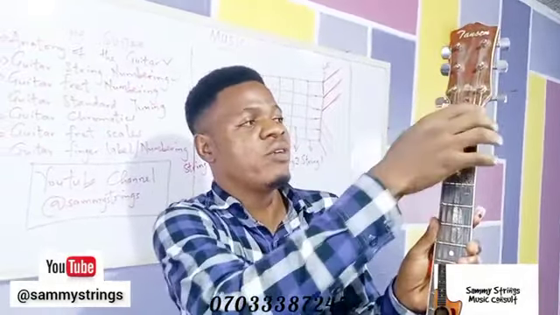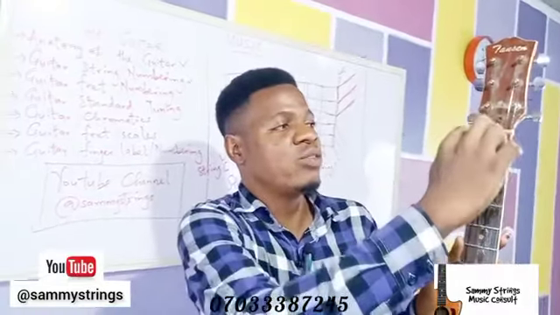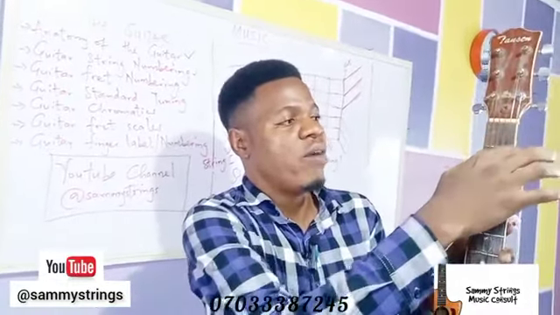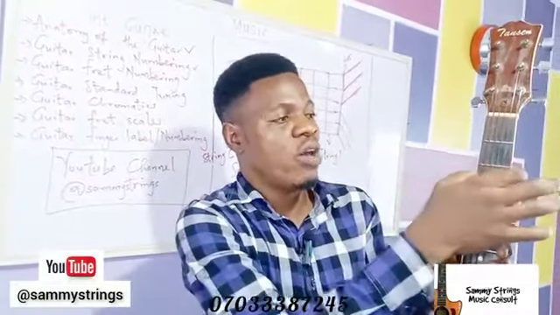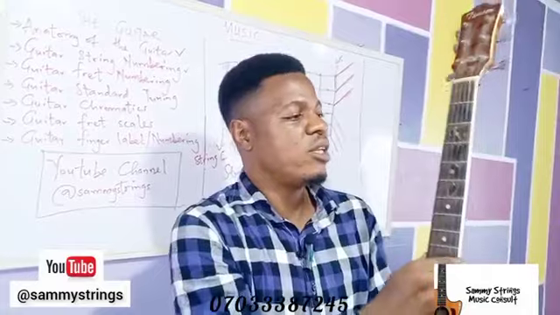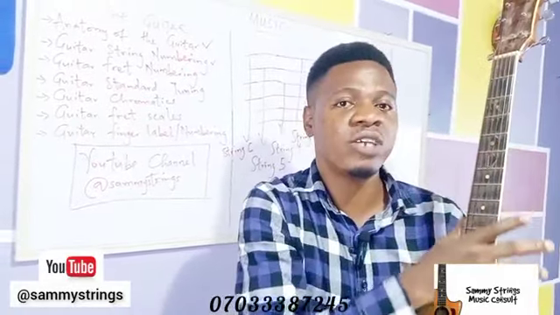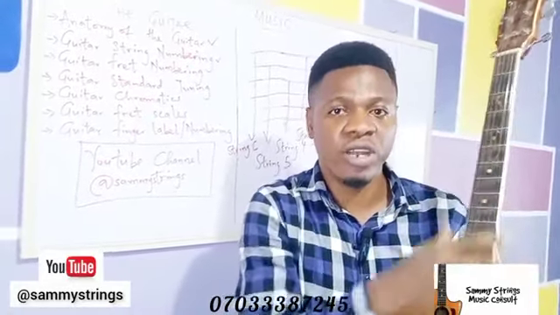So if you want to give this a name, you have this part to be fret 1, then you have this part to be fret 2, you have this part to be fret 3, you have this to be fret 4, you have this to be fret 5, fret 6, and so on and so forth, depending on the number of sections that you have on the fretboard.